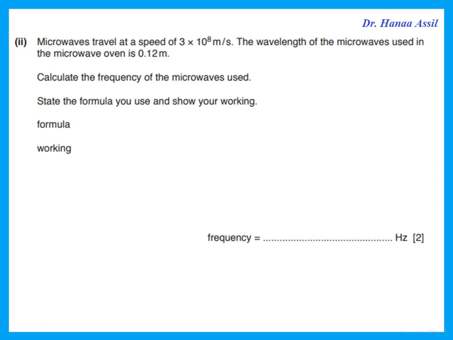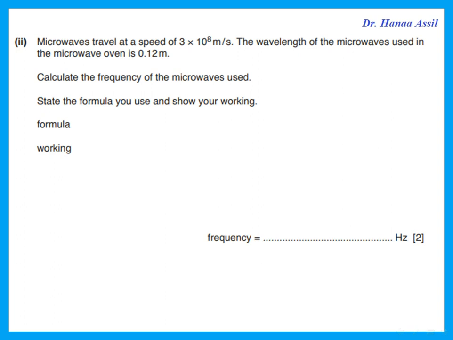Microwaves travel at a speed of 3 times 10 to the 8 meters per second. The wavelength of the microwaves used is 0.12 meter. Calculate the frequency of the microwaves used. State the formula and show your working.